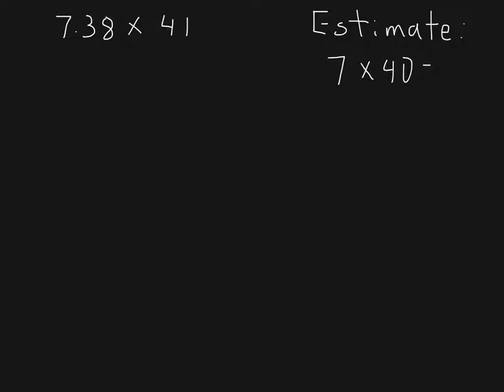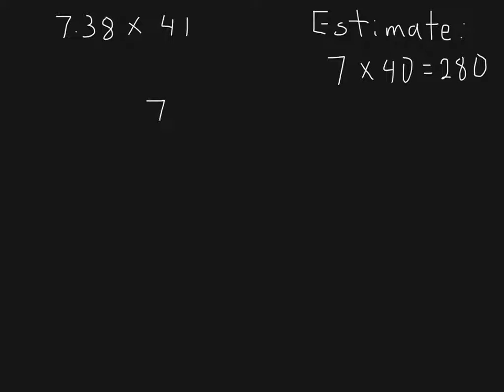And 7 times 40, 7 times 4 is a basic fact that we should know. That's 28. And 40 is 10 times 4, so we have to multiply 10 times 28. And we get 280 as our estimate. So we're going to come back and look at this later, and it's going to help us decide where exactly to put the decimal point.